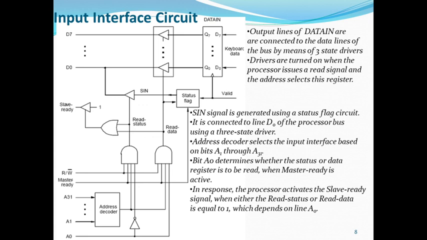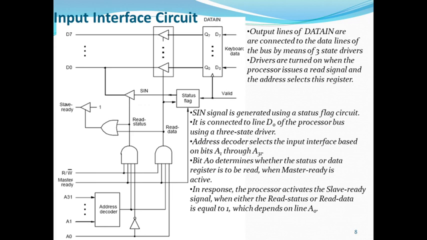As you can see, this figure shows a suitable circuit for an input interface. Here, the output lines of the DATAIN register are connected to the data lines of the bus by means of three-state drivers, which are turned on when the processor issues a read instruction with the address that selects this register. The SIN signal is generated by a status flag circuit. This signal is also sent to the bus through a three-state driver. It is connected to bit D0, which means it will appear as bit 0 of the status register. Other bits of this register do not contain valid information.